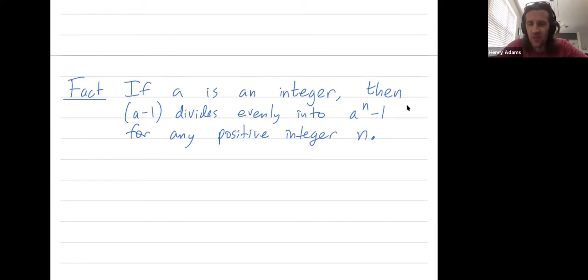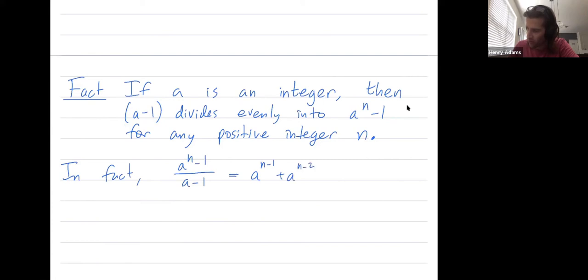And the way I'm going to convince you of this is I'm just going to show you what the quotient is. Is that the right word? I'm going to show you what you get as the answer when you divide A to the n minus 1 by A minus 1. Okay, so in fact, when you do this division, you get an integer, which is equal to A to the n minus 1 plus A to the n minus 2 plus dot, dot, dot, all the way down to plus A squared plus A plus 1.